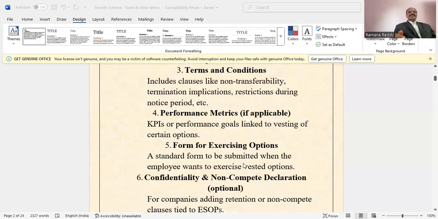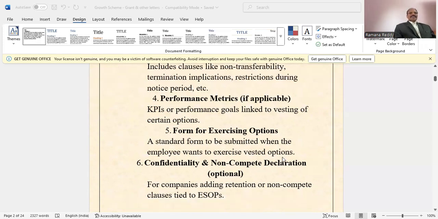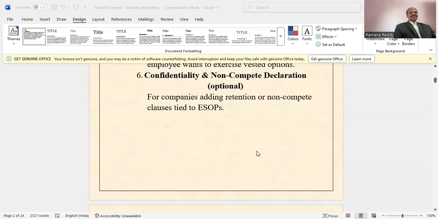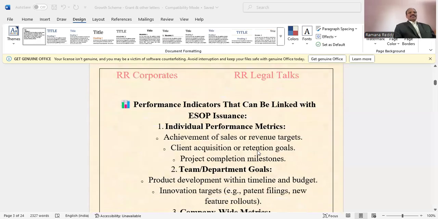Form for exercising options. A standard format should be supplied to the employees to exercise vested options. And confidentiality and non-compete declarations. These are all optional. Companies are adding retention or non-compete clauses tied to ESOPs. Then, performance indicators that can be linked to ESOPs.